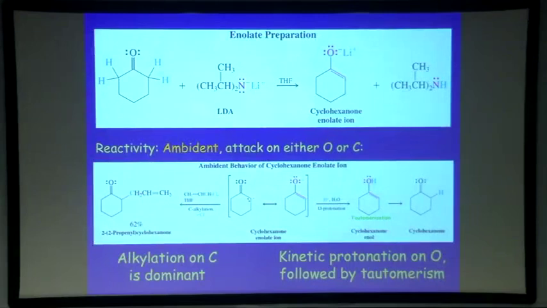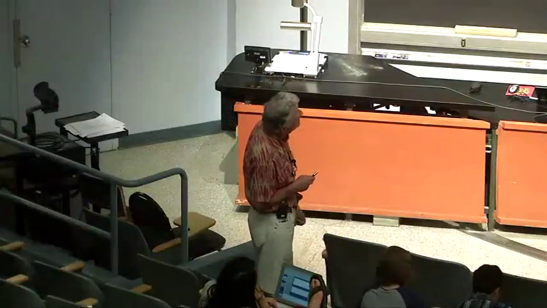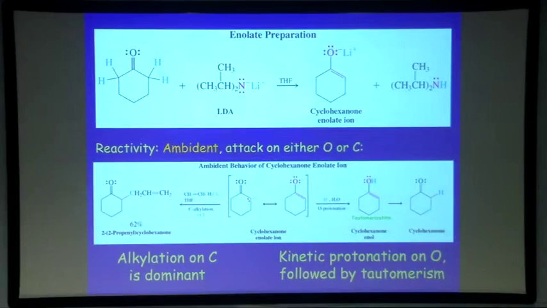And out comes this product, pretty good deal. The alternative mode of attack, attacking an oxygen, occurs with other species that we won't cover, silicon-based materials and so on, and that would be irrelevant. One thing that one should bear in mind, though, is that protonation also occurs on oxygen.